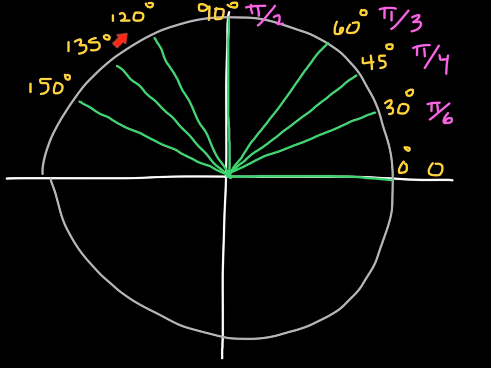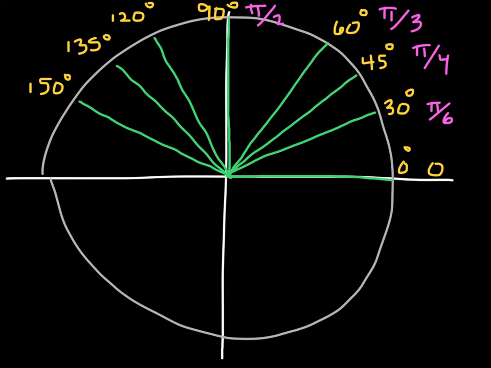120 degrees is the angle in quadrant 2 whose reference angle is 60 degrees. 135 degrees is the angle in quadrant 2 whose reference angle is 45 degrees. I know that because from 135 degrees to 180 is 45 degrees. That's how we defined reference angles in an earlier lesson. From 120 degrees to the negative x-axis here is 60 degrees. That's how I know that the reference angle for 120 degrees is 60 degrees. 150 degrees is just 30 degrees away from 180 degrees, so the reference angle would be 30 degrees.